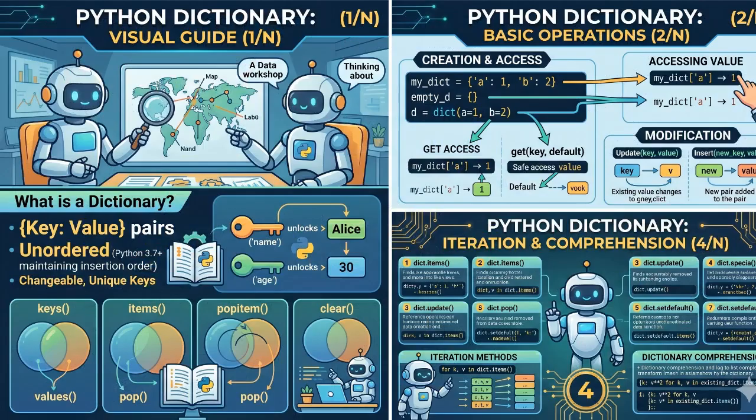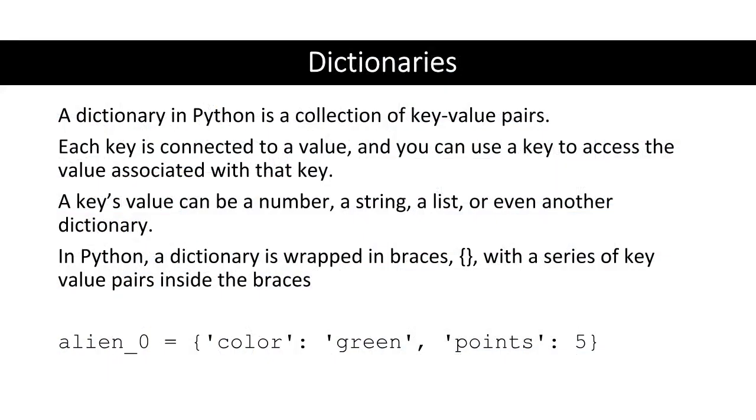Unlike lists, we do not use index numbers. Instead, we use keys to retrieve values directly. A dictionary in Python is a collection of key-value pairs. Each key is connected to a value, and you can use a key to access the value associated with that key. A key's value can be a number, a string, a list, or even another dictionary.